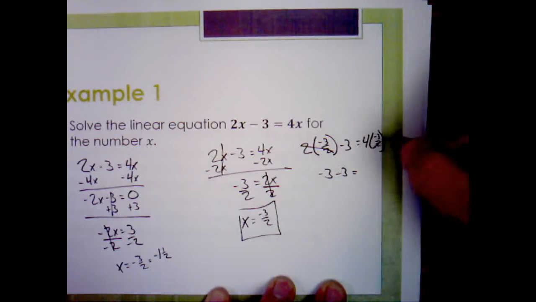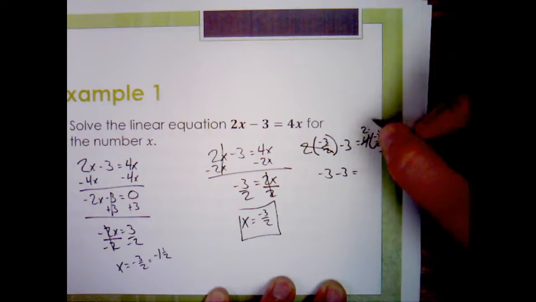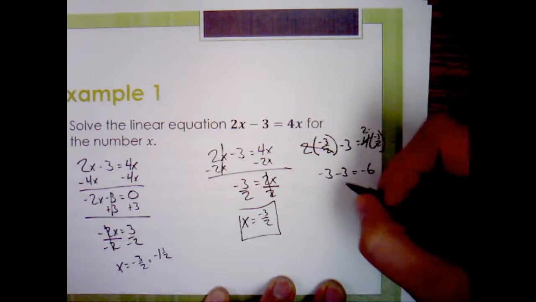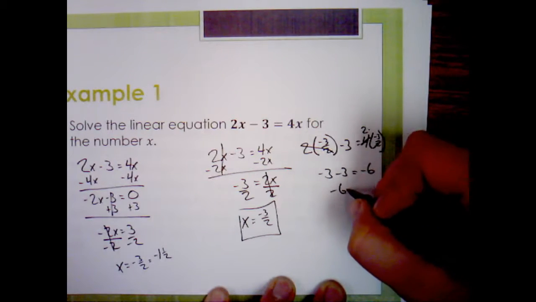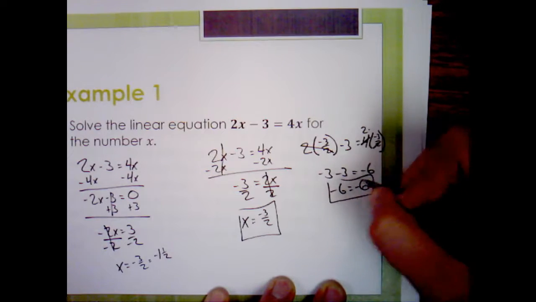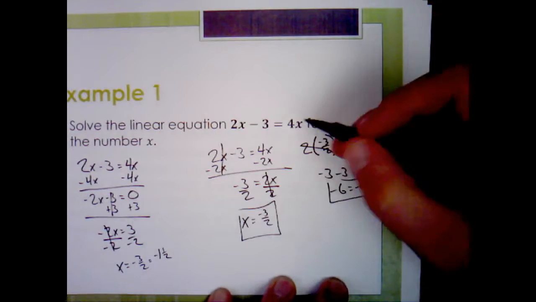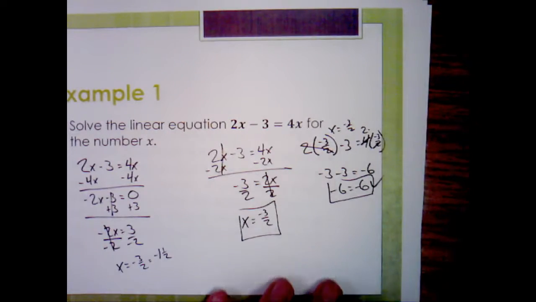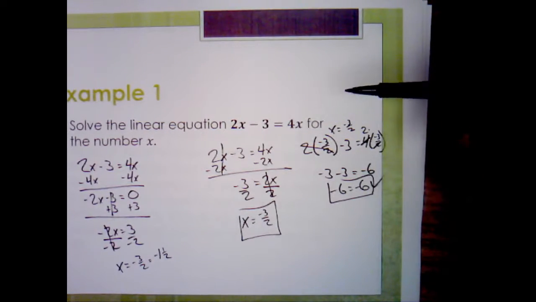Here, this cancels with a 2. I'm left with a 2 out here. 2 times negative 3 is negative 6. Negative 3 minus 3 is negative 6. Negative 6 equals negative 6. It checks out. So yes, negative 3 over 2 is a solution because it makes the equation true.